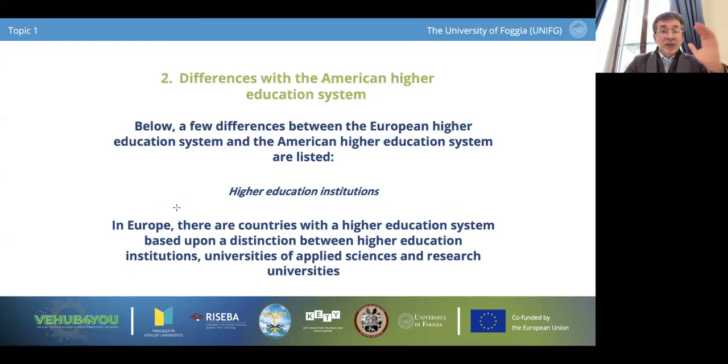Now, differences with the American higher education system. You can see below a few differences between the European and the American higher education systems. First, higher education institutions. In Europe, there are countries with a higher education system based upon a distinction between universities of applied sciences and research universities. Universities of applied sciences are focused on the practical application of arts and science. Research universities offer research-oriented programs in an academic setting. There is no distinction between universities of applied sciences and research universities in the United States.